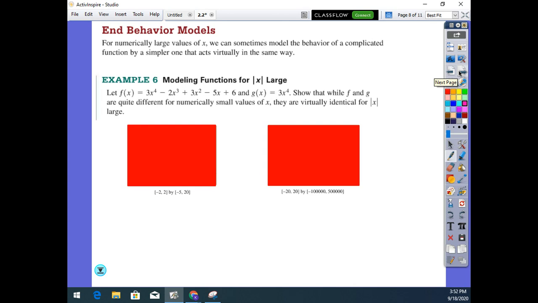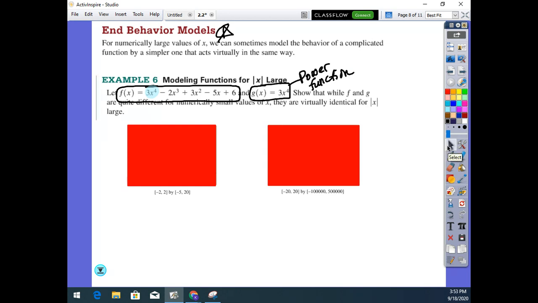Okay, end model behavior. This is going to be very important, this whole concept. First of all, I want you to understand end model behavior is really looking at power functions. So if I look at this particular function, it's defined by what? It's defined by its power function. We call this the power function of the original.